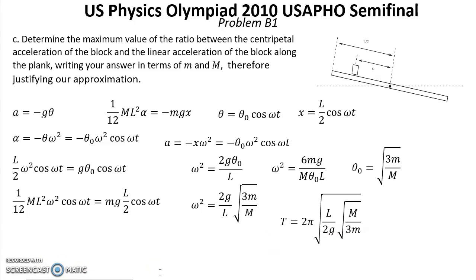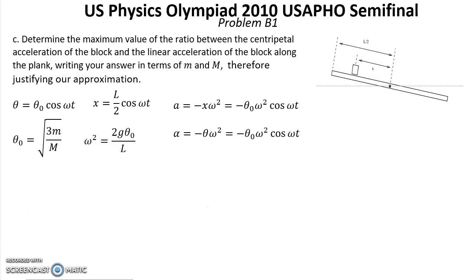Determine the value of the ratio between the centripetal acceleration of the block and the linear acceleration of the block along the plank, writing your answer in terms of small m and big M, therefore justifying your approximation. Solution. To solve this question, we need to use these expressions. And now let's count what is centripetal acceleration.